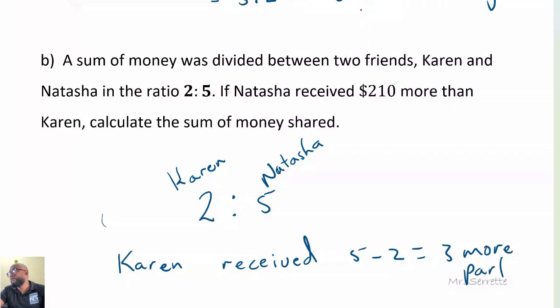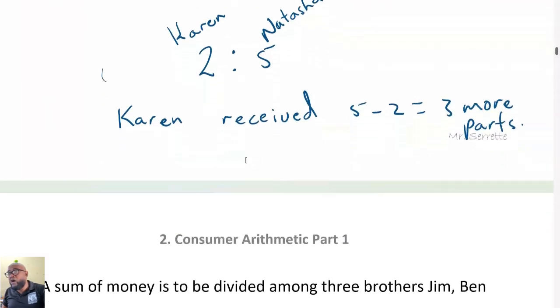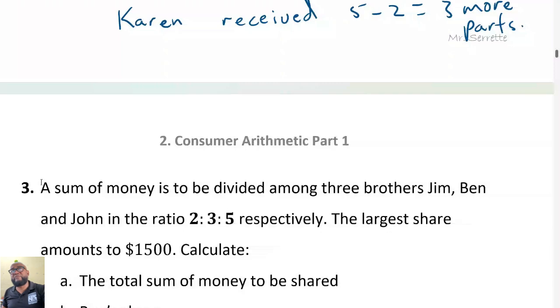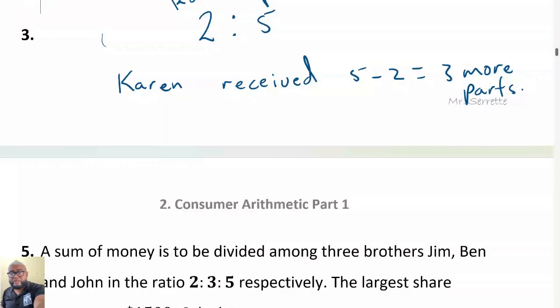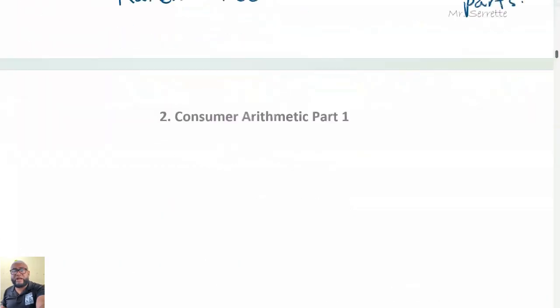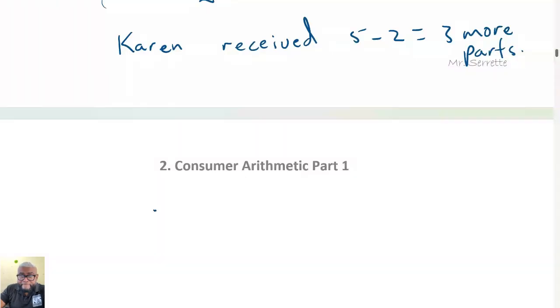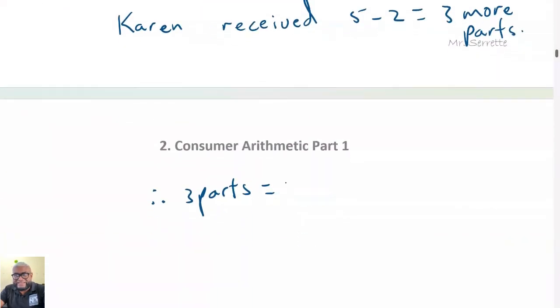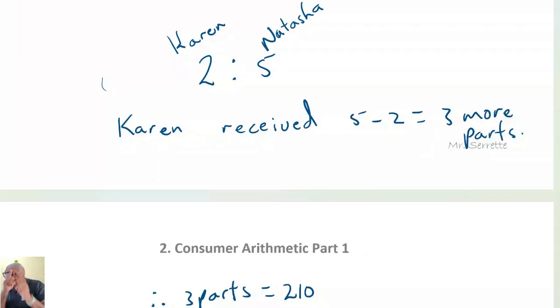Now this 3 more parts is equal to the sum of money more that Natasha received. Let me send this down. Therefore, 3 parts would be equal to how much more money? 210. Excellent, my children. Because 3 parts is how many more parts Natasha received, and 210 is how much more money she received.